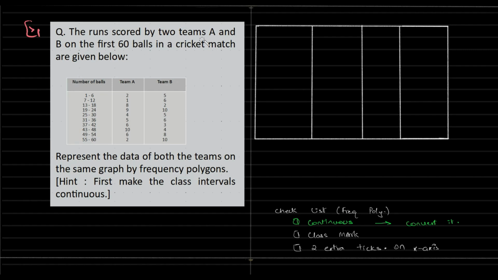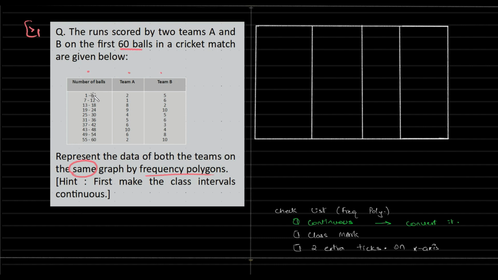The runs scored by two teams, A and B, on the first 60 balls in a cricket match are given below. Number of balls, team A and team B, the performance. Represent the data of both the teams on the same graph using a frequency polygon. There's a hint: first, make the class interval continuous.